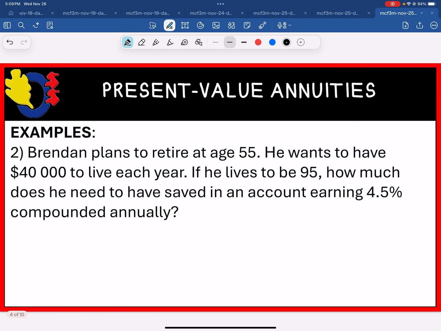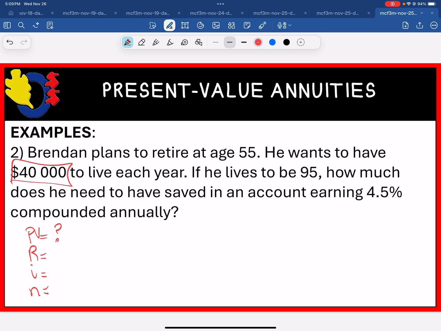All right, let's look at another example. Brendan plans to retire at age 55. He wants to have $40,000 to live each year. If he lives to be 95, how much does he need to have saved in an account earning 4.5% compounded annually? Same idea as before. We're going to start by decoding the problem, figuring out what is the PV, what is the R, the I, and the N. So PV is what we're looking for.